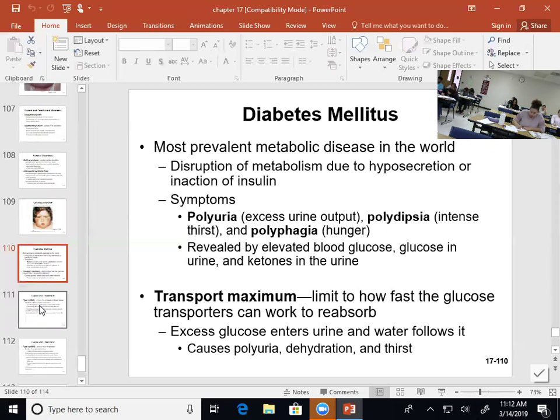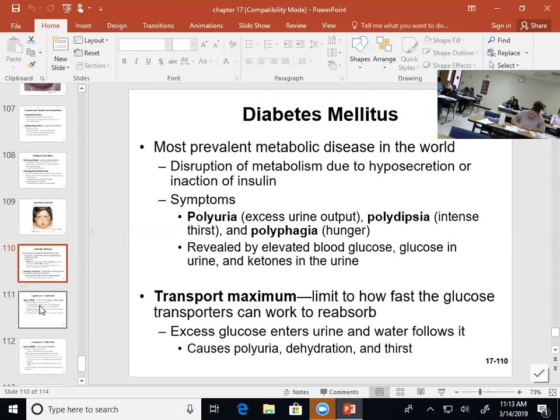About 10% of all diabetics fall into that first category I just told you about, IDDM. And then we have a second category that's far and away the predominant one, called non-insulin dependent diabetes mellitus, NIDDM. And that's about 90%+.